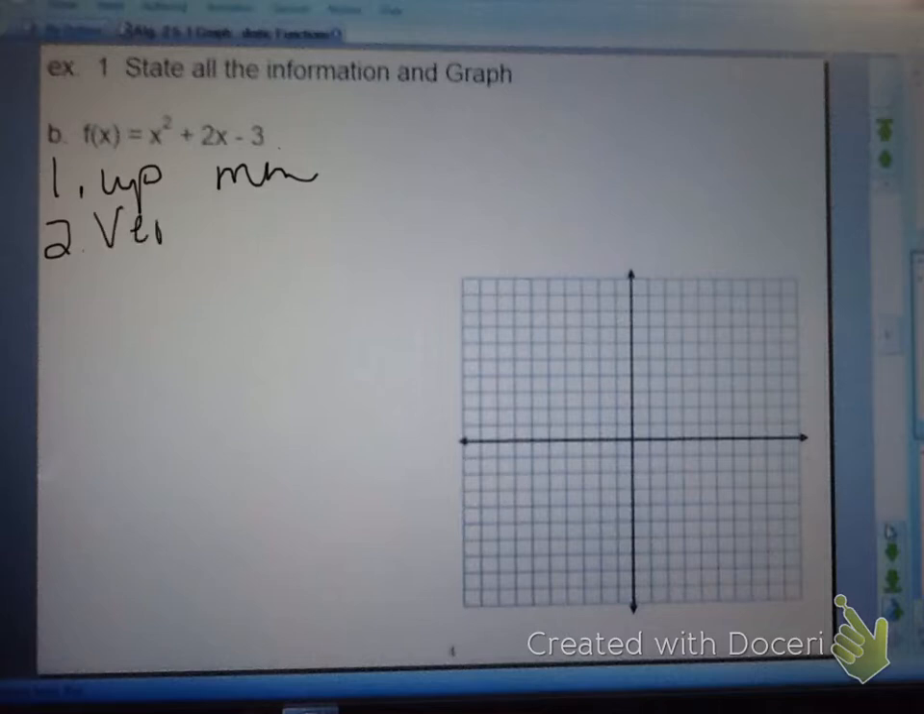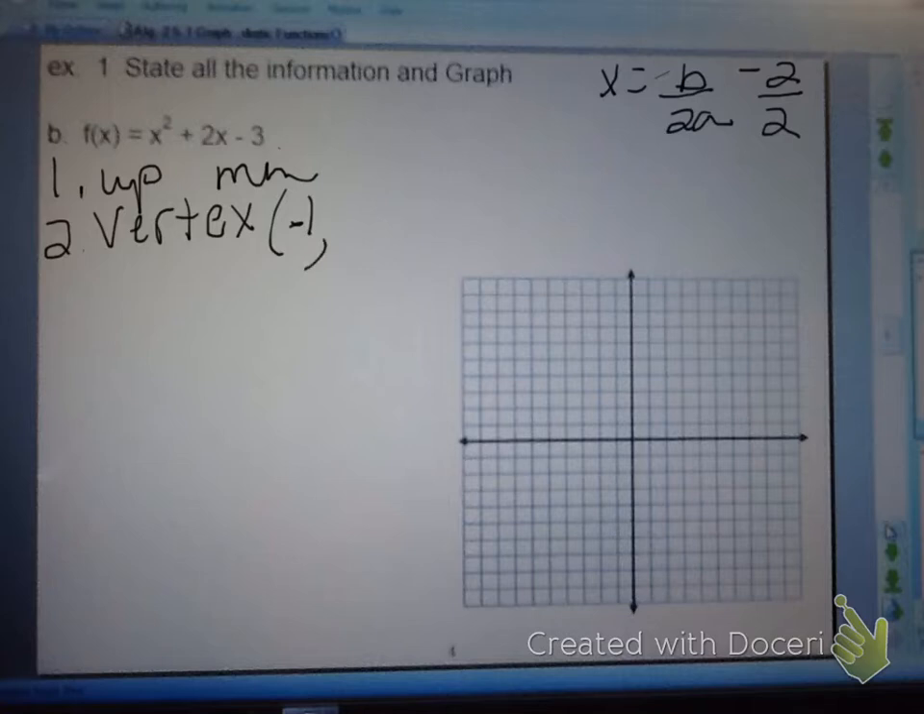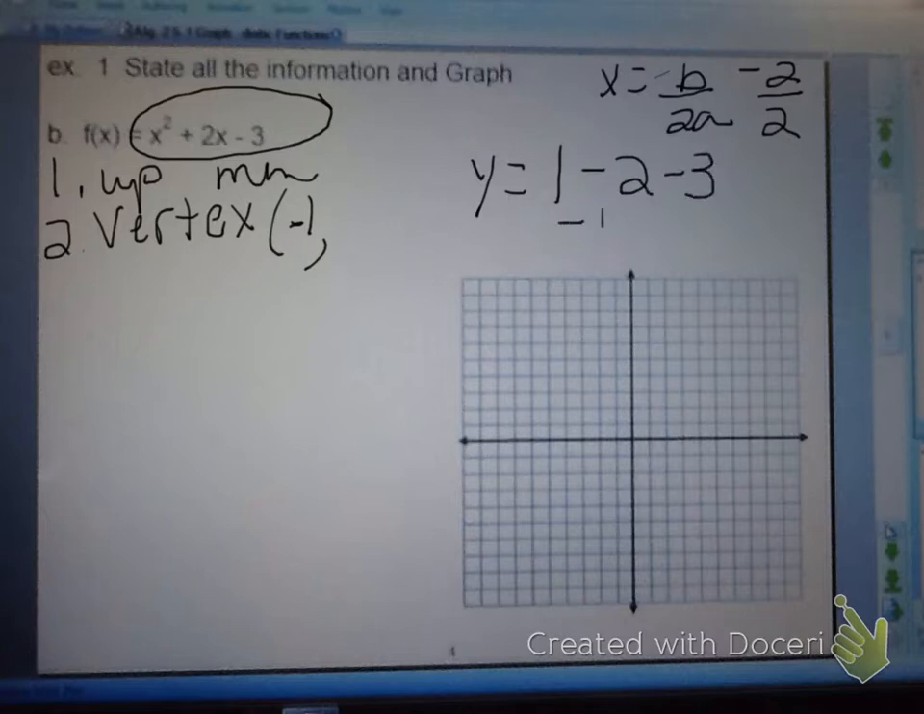The vertex is x equals negative b over 2a. B is 2, so that's negative 2 over 2 times 1, which is negative 1. So the x value of the vertex is negative 1. To find the y value, we plug negative 1 in for x into this equation. So negative 1 squared is positive 1. 2 times negative 1 is negative 2, minus 3. That's negative 1 minus 3, which is negative 4.